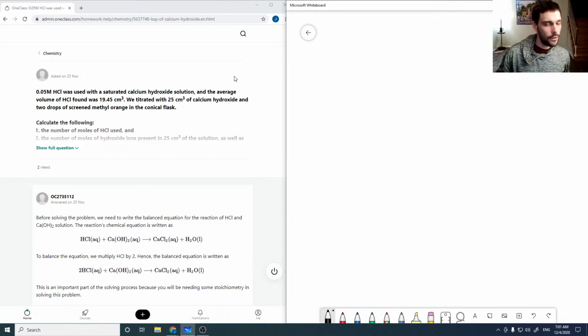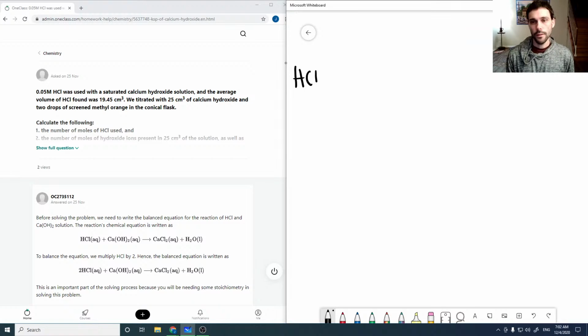Okay, 0.5 molar HCl is used with saturated calcium hydroxide, and the average volume of HCl was 19.45 centimeters cubed. We titrated with 25 centimeters cubed of calcium hydroxide. And so what we mean by titrated with is we balanced, or we reached a chemical balance here. Or in an acid-base question, it's going to be neutrality.